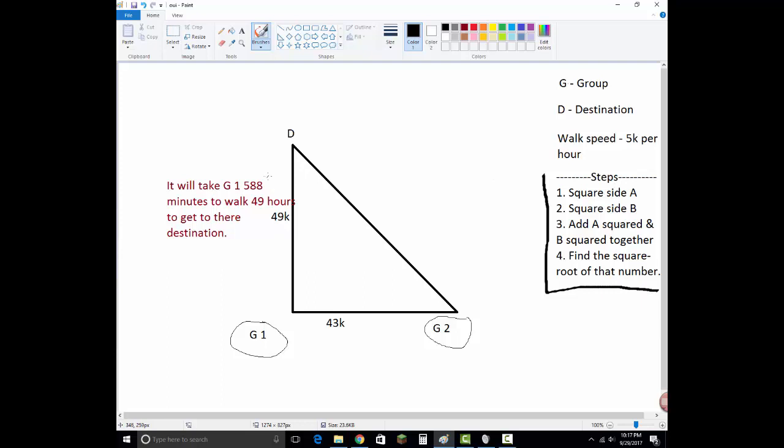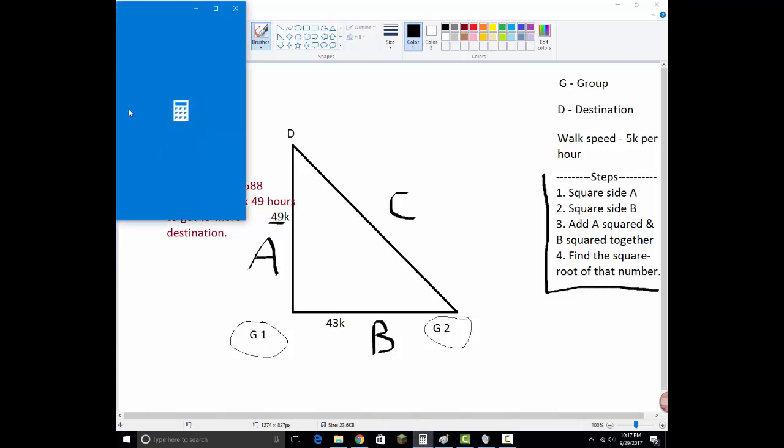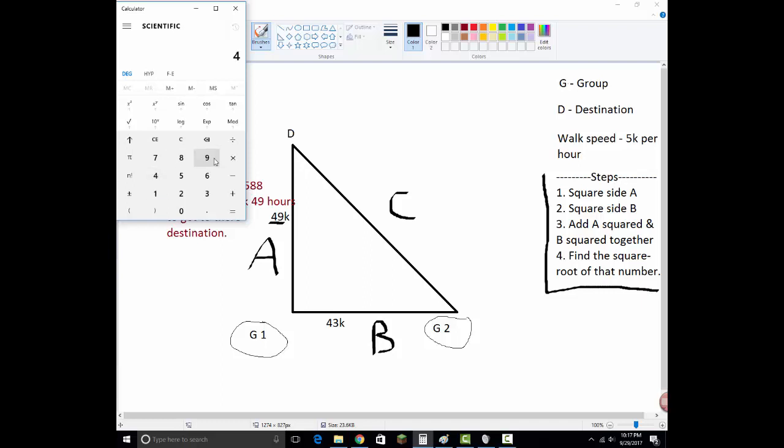Now, once again, sides A and B could be either or, so to keep things simple, I'll put A here and B here. But remember, you could have C being the hypotenuse along the side of the triangle. So square side A, which would be 49. That's pretty simple. All you do is 49 squared, or 49 times 49.